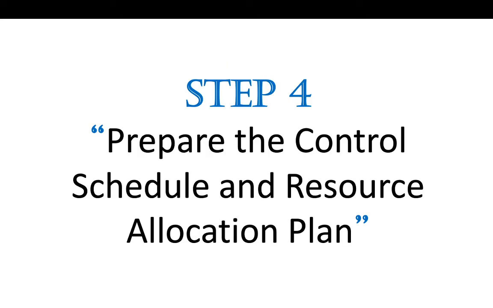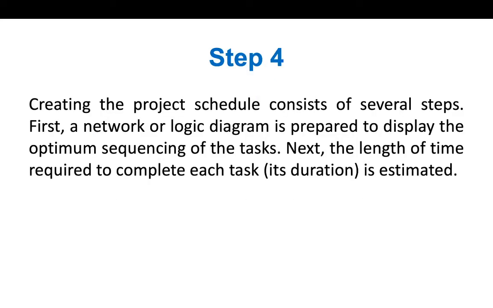Now the fourth step: prepare the control schedule and resource allocation plan. Creating the project schedule consists of several steps. First, a network or logic diagram is prepared to display the optimum sequencing of the task. Next, the length of the time required to complete each task, its duration.